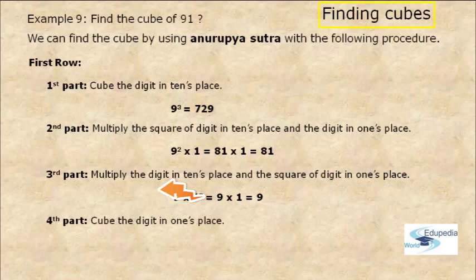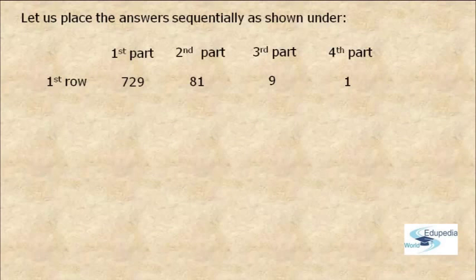Finally, moving to the fourth part, we have to cube the digit in ones place. Here in the number 91, we have 1 in ones place, and by cubing 1, we will get 1 as the answer. After getting the answers of the first, second, third and fourth part of the first row, we have to write these answers sequentially in the following way as shown here. After writing all these answers, now let us move on to the second row.